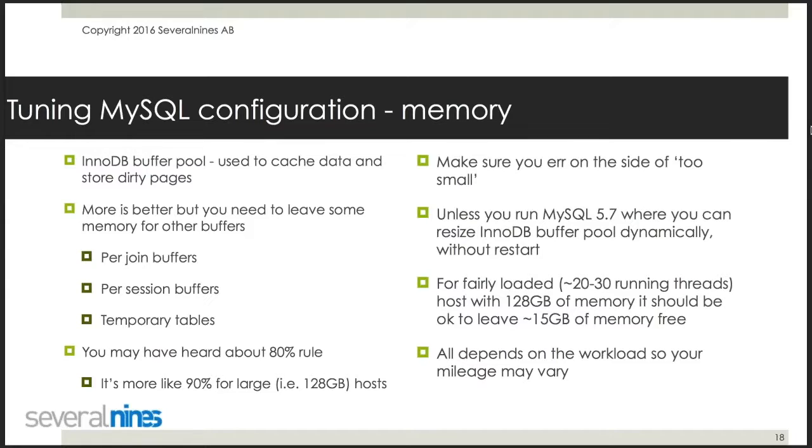From my experience, for a fairly loaded host, I'm talking about 20, 30 running threads with 128 gigabytes of memory, it would be okay to leave something around 15 gigabytes of memory for other buffers. I'm talking here about more or less an OLTP type of workload running on this host. Basically everything depends on the workload, so obviously your mileage will vary, and this is something you have to test for yourself for your particular query mix.